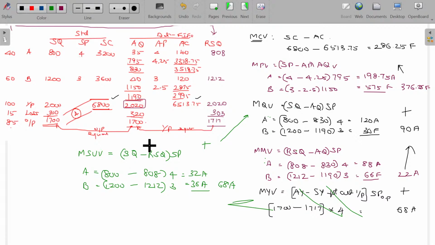This one is prepared only in the absence of output details. If the output details is given, this will not be working. You should not prepare this one. Okay, material sub-usage variance should not be prepared. Clear? Come on, make a note of it.